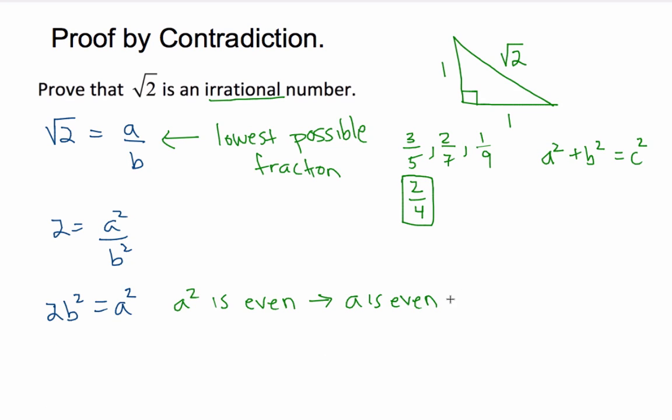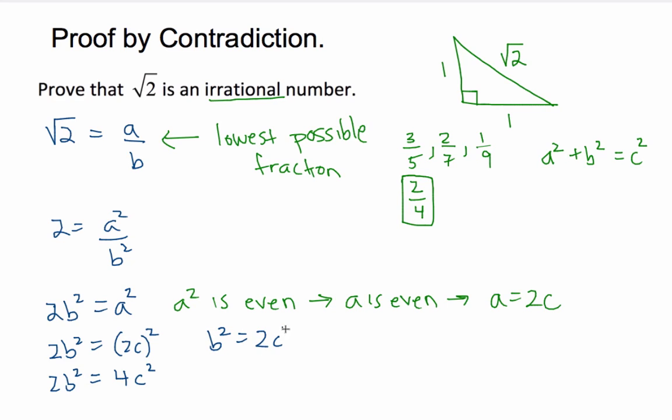So now, if a is even, I'm going to rewrite a as 2 times c. This forces a to be even. Well, it is even. Okay, so now I'm going to take out a. I'm going to put in 2c. So now I have 2b squared equals (2c) squared. Right? So then that's 2b squared equals 4c squared. Just distribute that squared. All right, so now I'll divide by 2. So then I have b squared is equal to 2c squared.